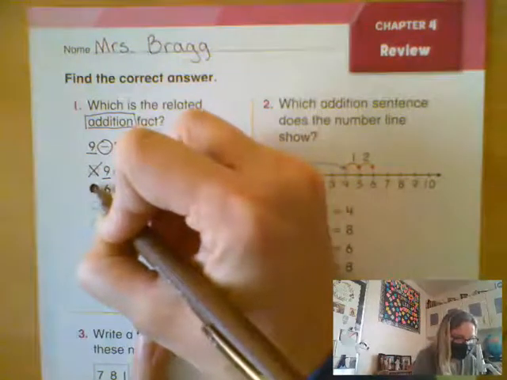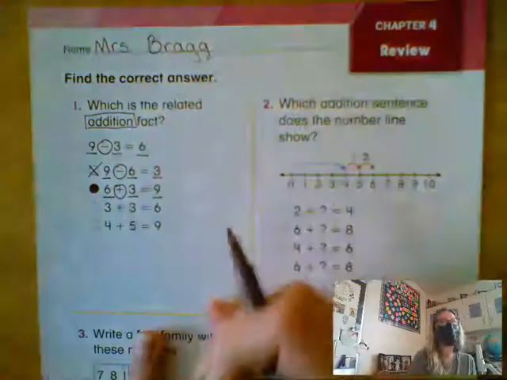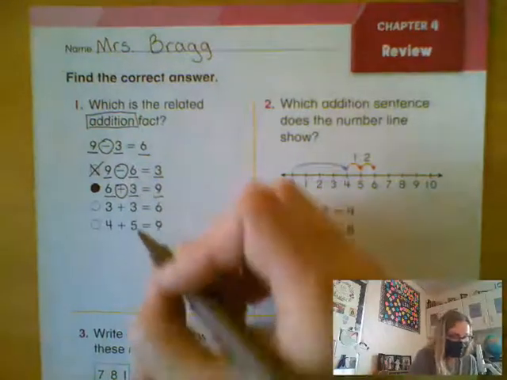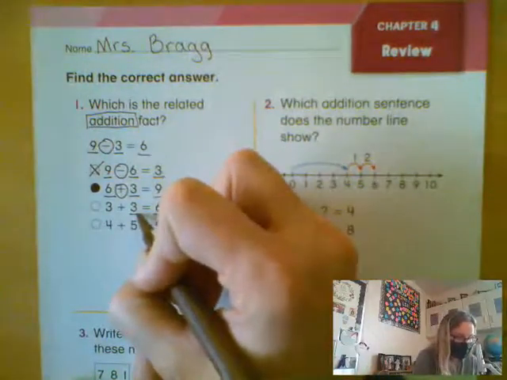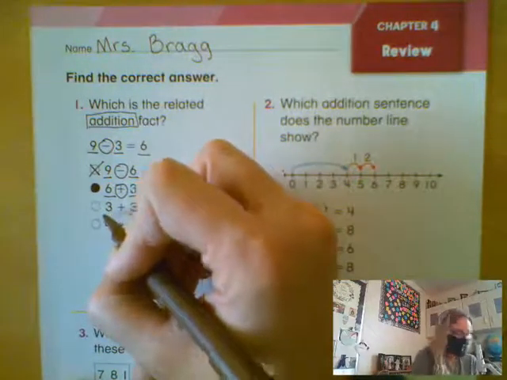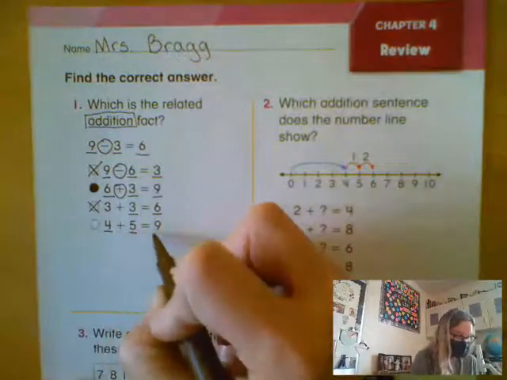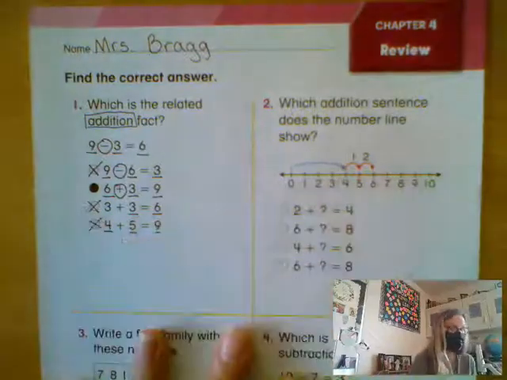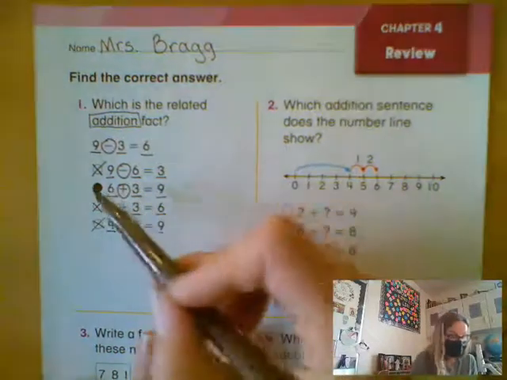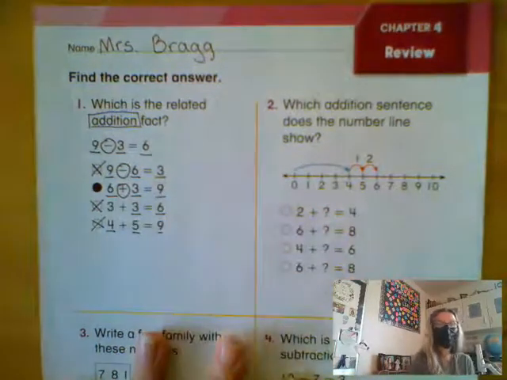And just to be sure, we should always check all of our answers. So this one, I have my 6 and I have my 3, but do I have a 9? No, so that one doesn't fit. And this one, I've got a 4, a 5, and a 9. That one doesn't fit at all. So you should have filled in the bubble for the second one. 6 plus 3 equals 9.